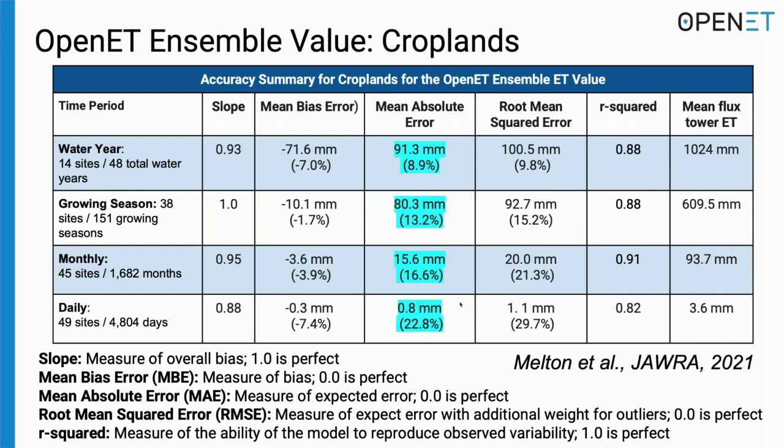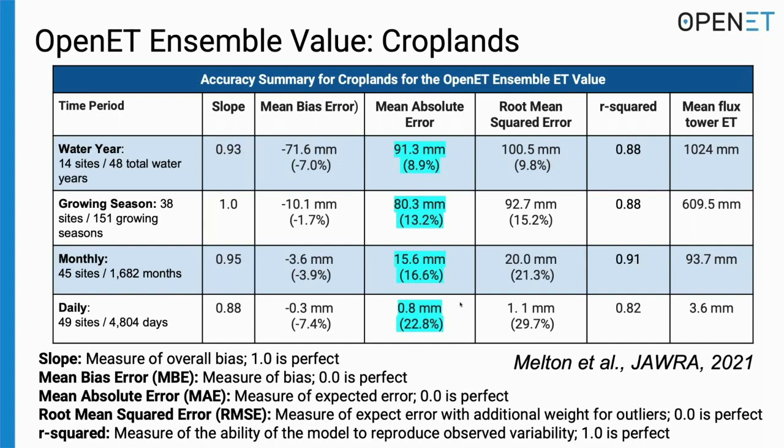So just focusing on the mean absolute error, what we were seeing is that at an annual time step, typical errors of just under 9%. Growing season time step, errors of just over plus or minus 13.2%. A monthly time step, 16.6%, and daily just under plus or minus 23%.